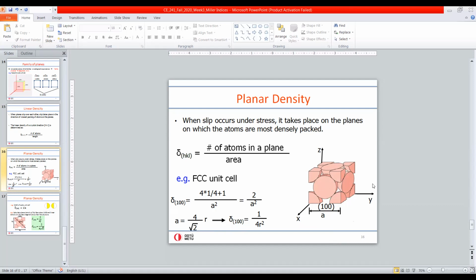So it would be possible for an FCC or a BCC or a simple cubic structure to identify the densest planes. And as I said, for various reasons, the densest planes are of particular importance. So if you know what the densest planes are and what their densities are, then you can make estimations about the crystal structure. Okay, so this concludes this set of slides.